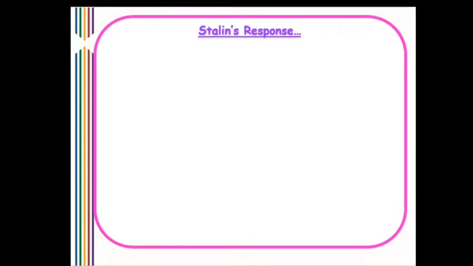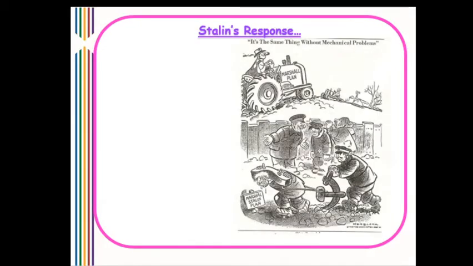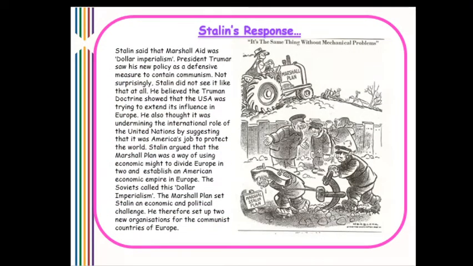So, Stalin's response then. Stalin said that the Marshall Aid was dollar imperialism, and President Truman saw his new policy as a defensive measure to contain communism. Not surprisingly, Stalin did not see it like that at all. He believed that Truman Doctrine showed that the USA was trying to extend its influence in Europe. So he was effectively saying that they were trying to take over different countries in Europe, like how he'd done with the satellite states, not directly, but influencing them.